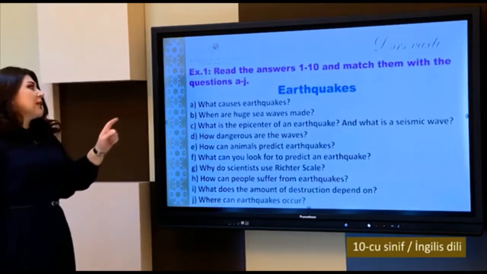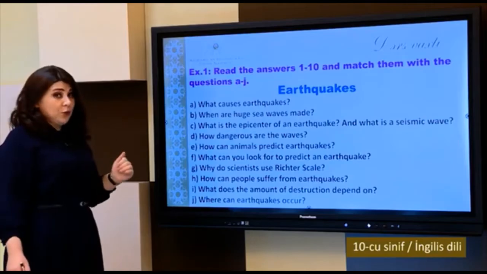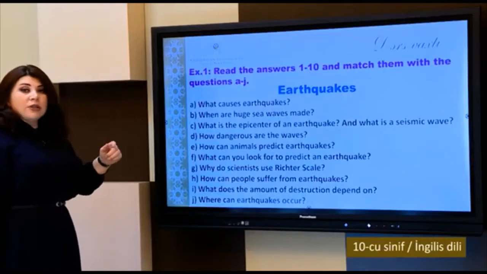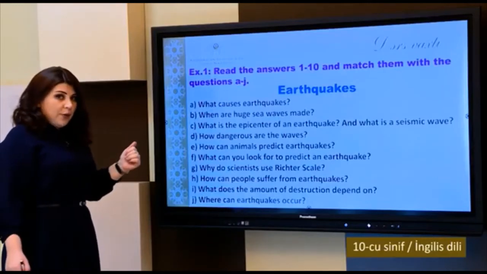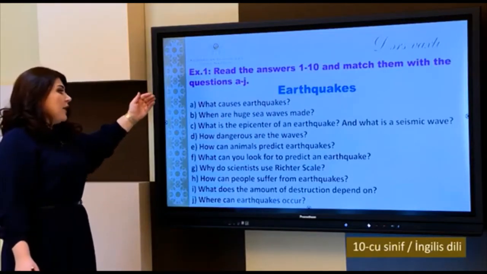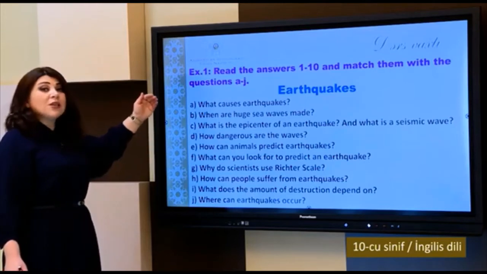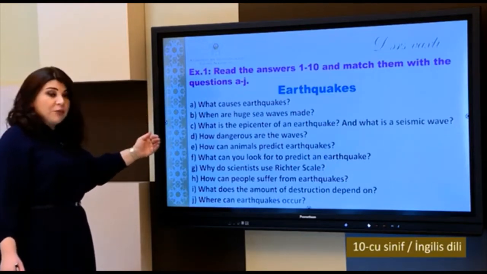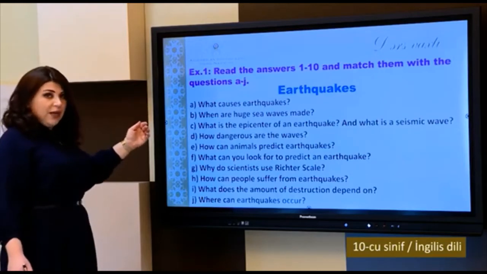Now we have exercise number 1. What do we have to do? We have to read the answers from 1 to 10 and match them with the questions A to J. And our reading passage is about earthquakes. Now we are given questions. We have to get acquainted with these questions and match them with the answers, okay?